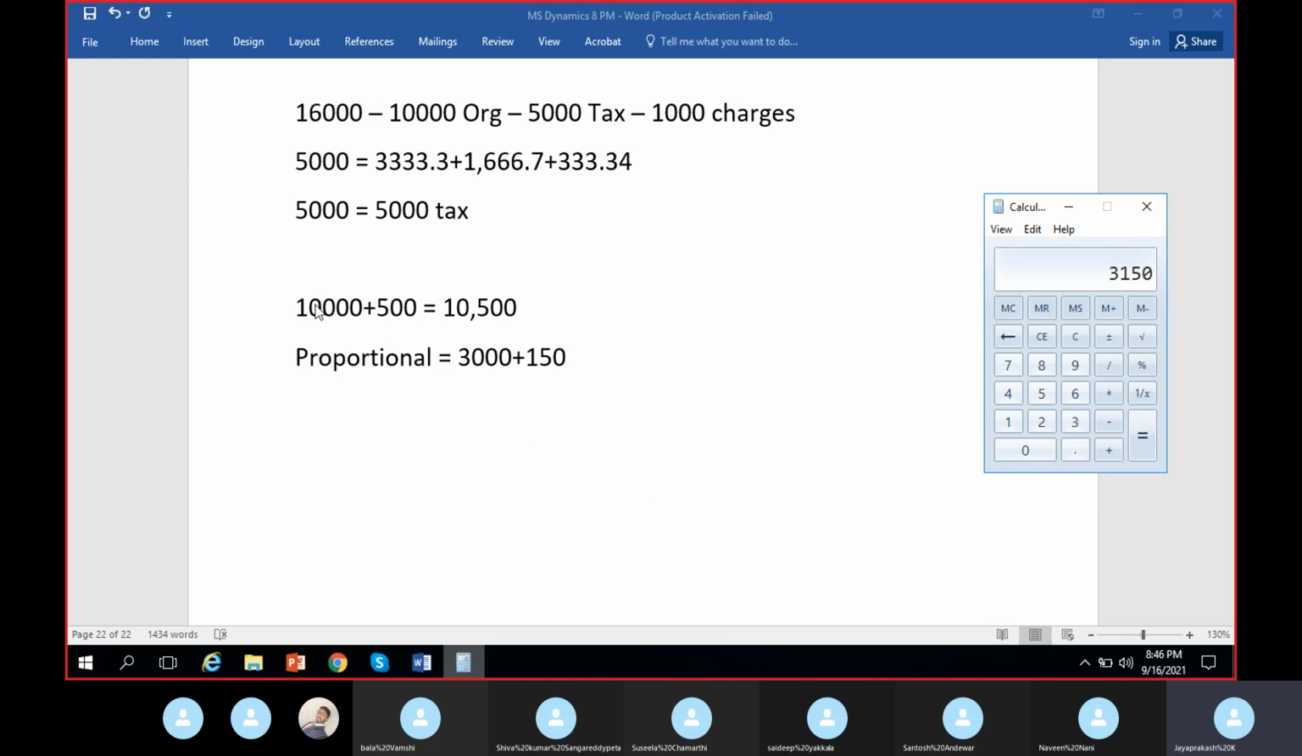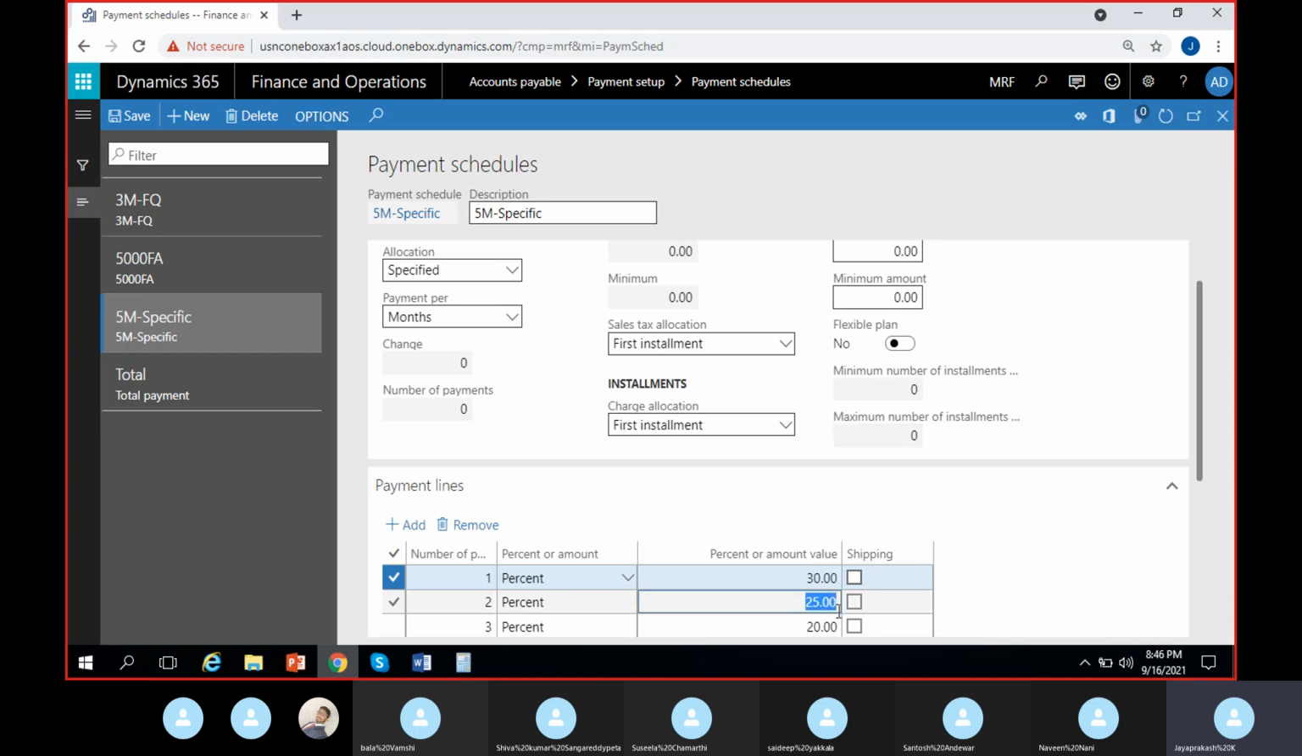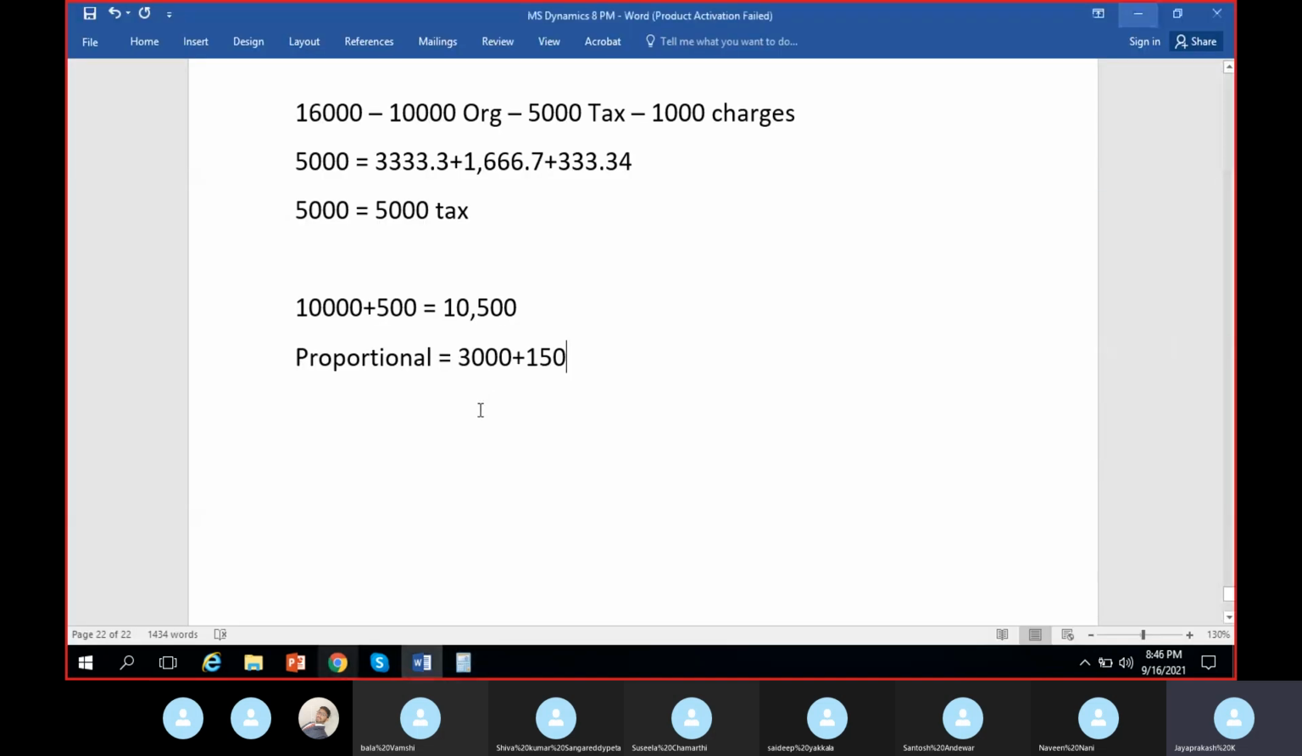If I say 7,000 is pending on the original invoice amount and 350 will be pending on the tax amount, then in the next installment, again for 25%, the 25% calculation will be done here. On the 10,000, 25% will be paid. On the 500, 25% will be paid. If I use the proportional method, this is how the calculation will be.